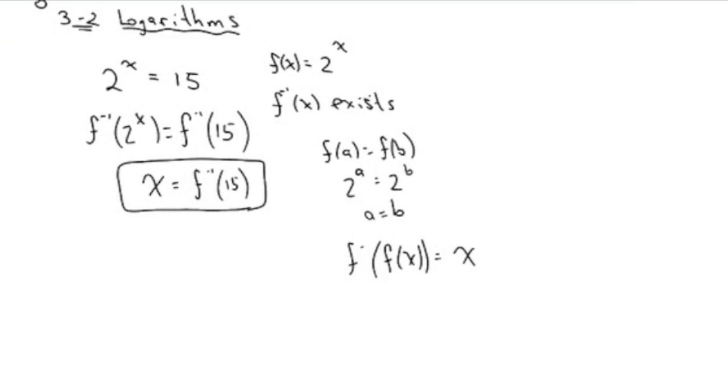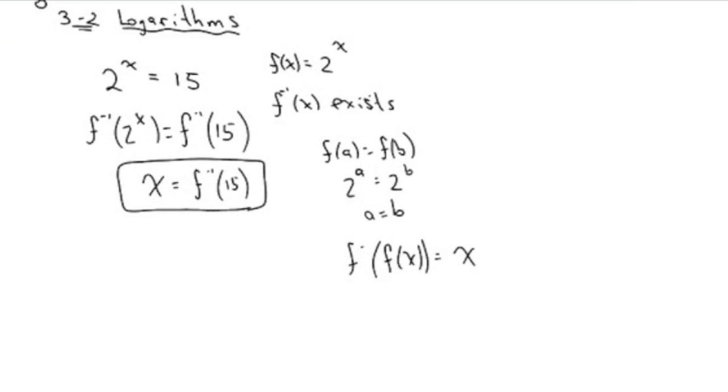Except for one problem. Shh, guys. We have to define an inverse function so that we can evaluate it at 15. How did you get x? Oh! Where did 2 go? f of x is equal to 2 to the x.